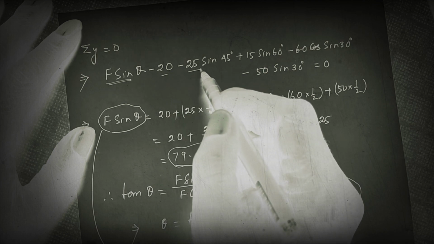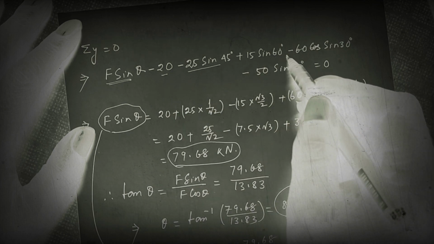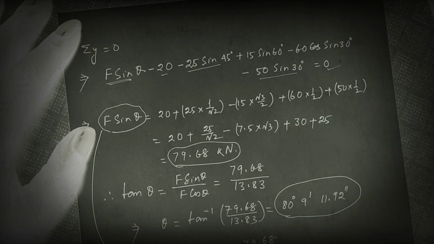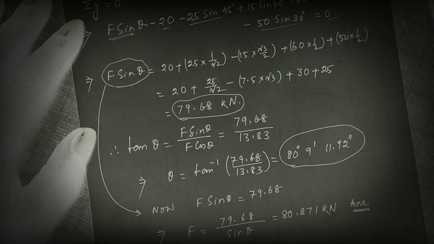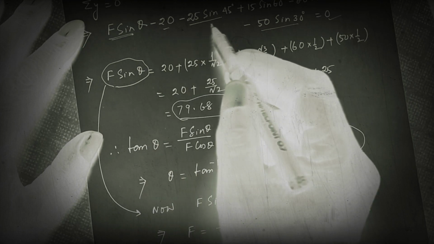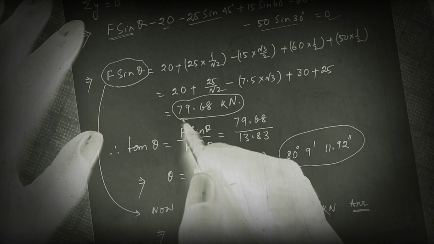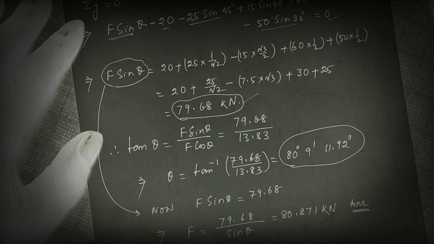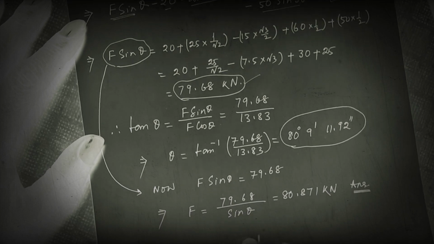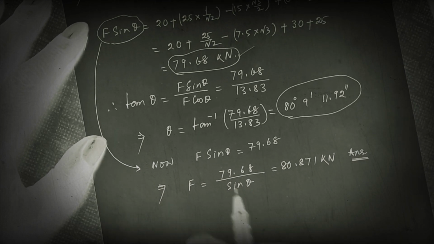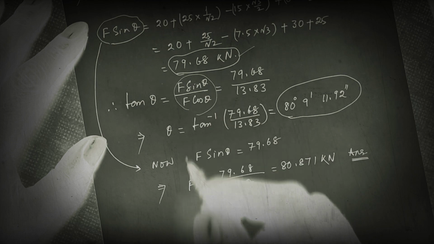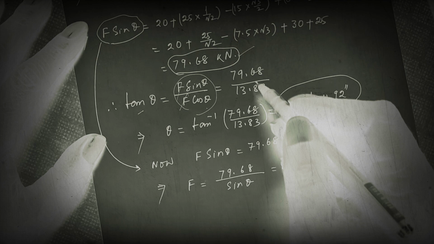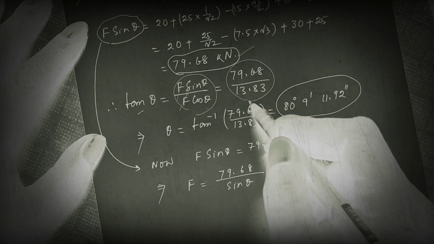Minus 20 minus 25 sin 45 plus 15 sin 60 minus 60 sin 30 minus 50 sin 30 is equal to 0. Keep F sin theta on the left-hand side, take the rest of the terms to the right-hand side. You get 79.68 kilonewton. So your F cos theta is known, your F sin theta is known. So if you take the quotient, F sin theta over F cos theta, F cancels, sin theta over cos theta is tan theta, and this is your value.